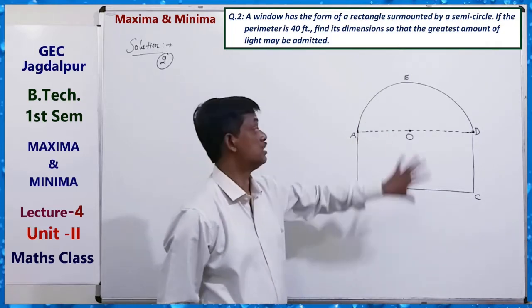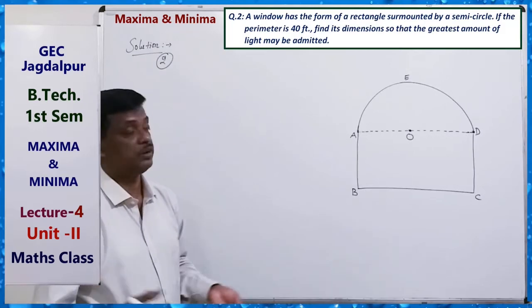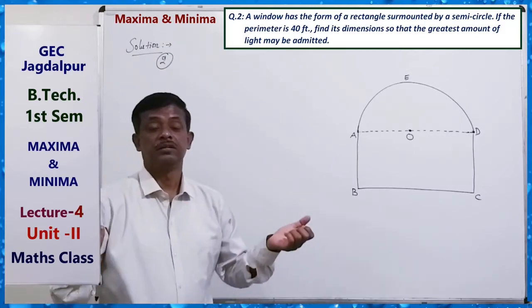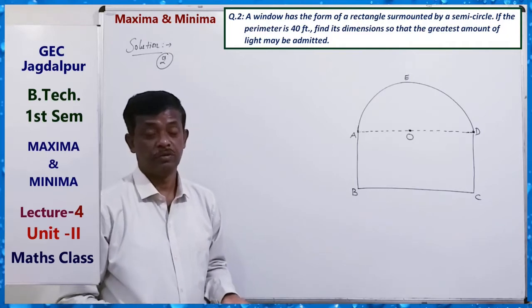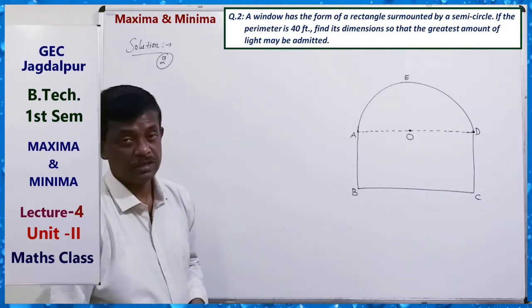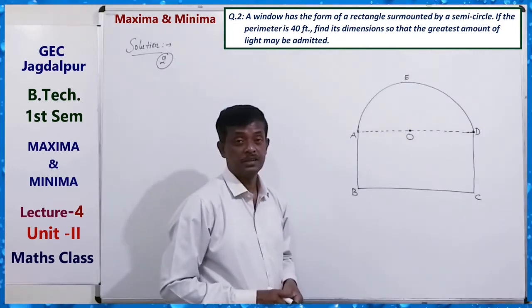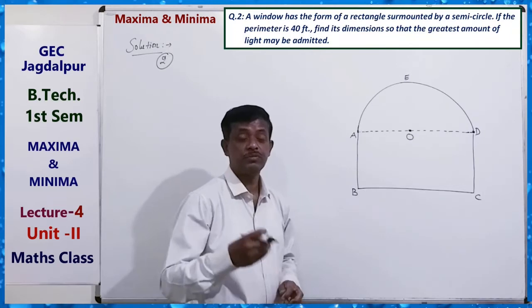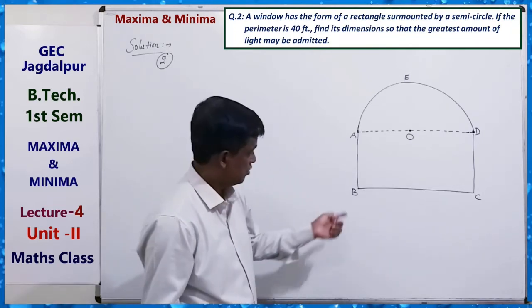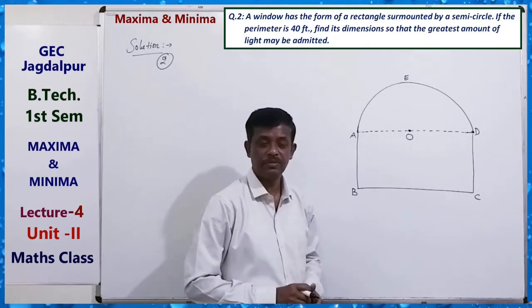That is, the area should be maximum. So we will require finding the maximum value, for which dimension. That is, we have to find the dimension. Here we will set down a variable quantity.